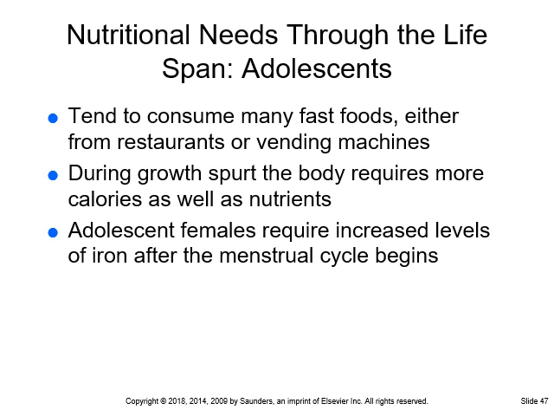Adolescent girls are very aware of their appearance. Concern about weight may lead to eating disorders, resulting in inadequate calories and nutrition for growth.